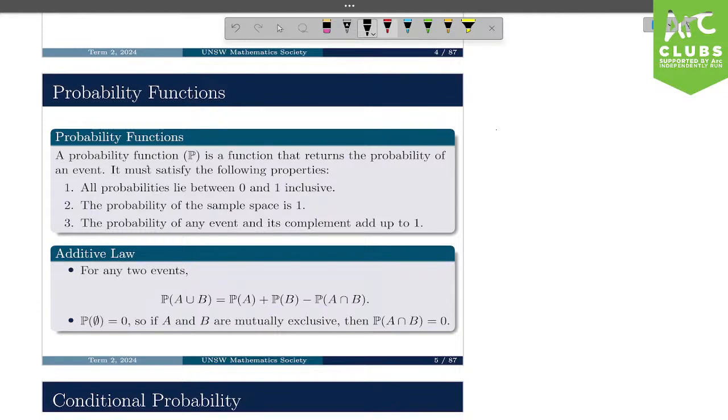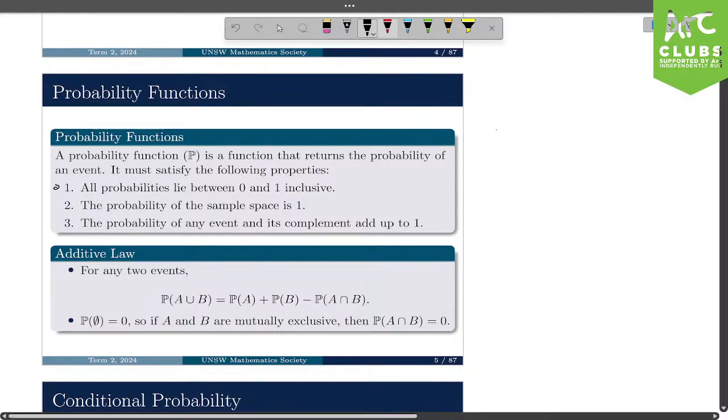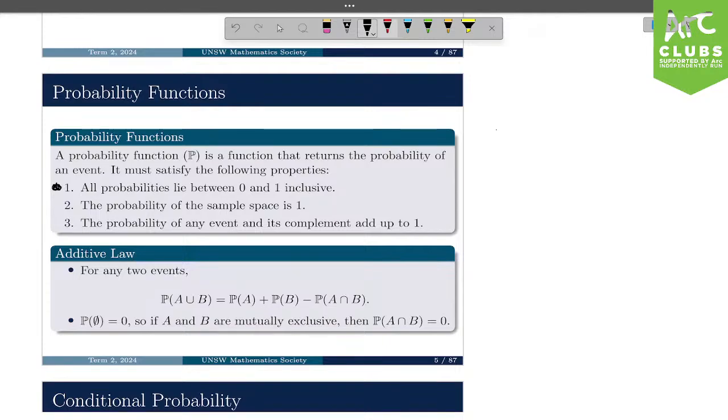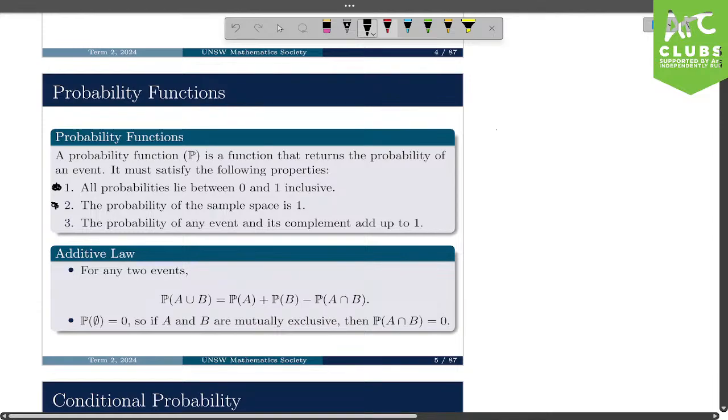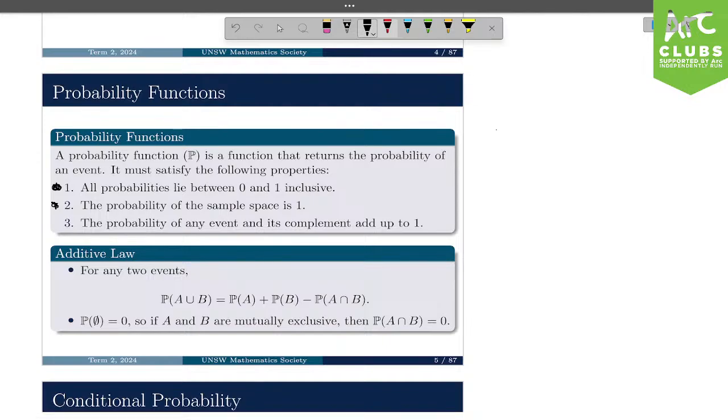So, things about probability functions: all probabilities lie between 0 and 1 inclusive. That really means any probability that we have in statistics is always going to be between it's not going to happen and it's always going to happen. The probability of the sample space is 1. If we've truly described every possible outcome of an experiment, when we do that experiment, we're always going to find one of those outcomes. So the probability of the sample space is 1.